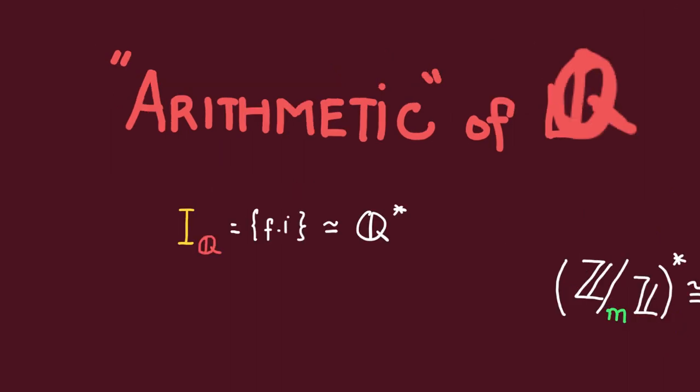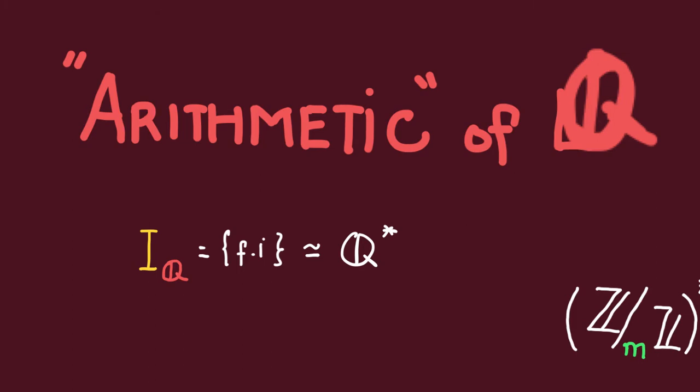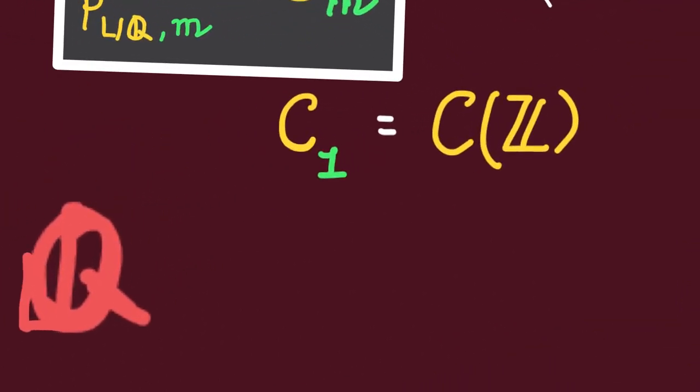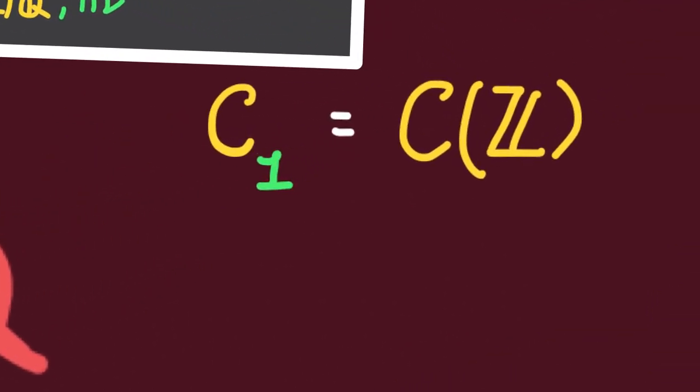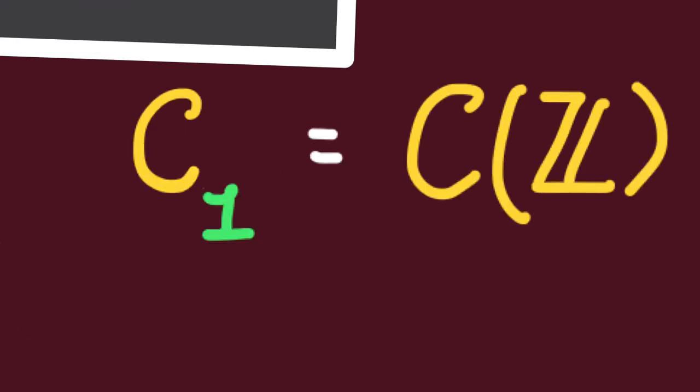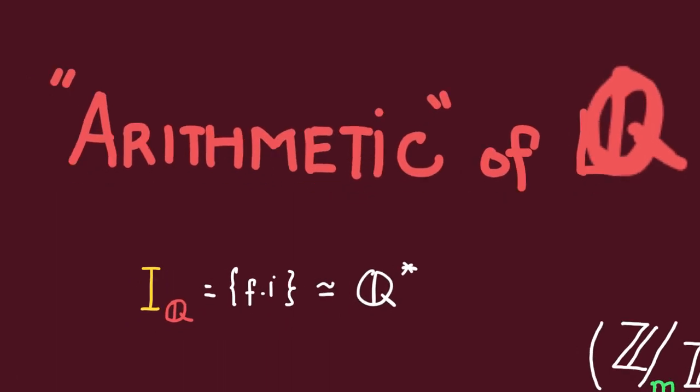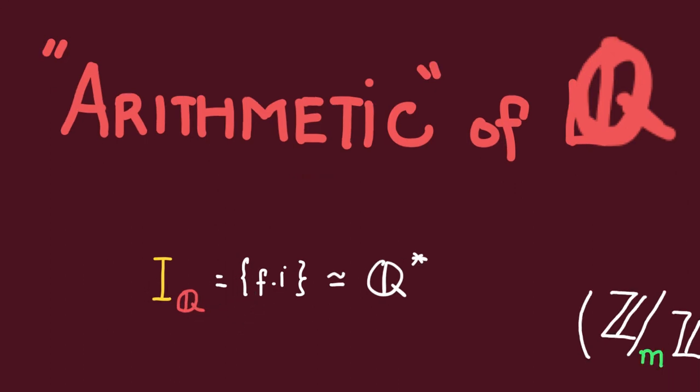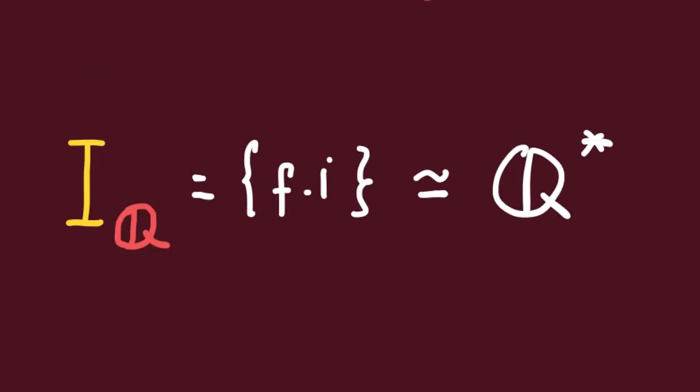Q. And what's the arithmetic of Q? Well, in the introduction we said that that should be the ideal class group of Q, but we kind of lie a little bit. Z is a PID, so the ideal class group is going to be trivial in this case. Therefore, let us think of the arithmetic of Q instead as the group of fractional ideals of Q. Recall that this is just the multiplicative free abelian group generated by rational primes. In other words, it's the unit group of Q.